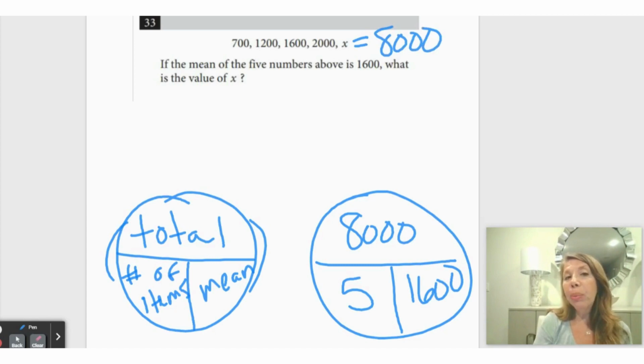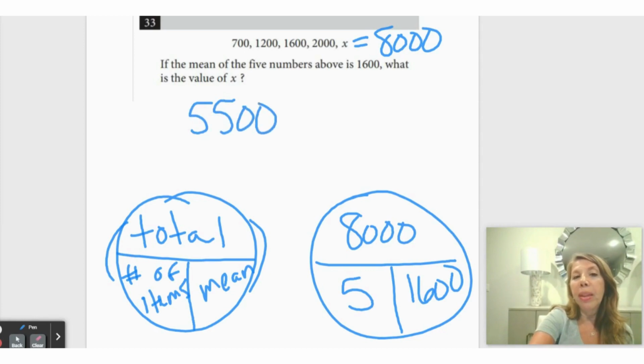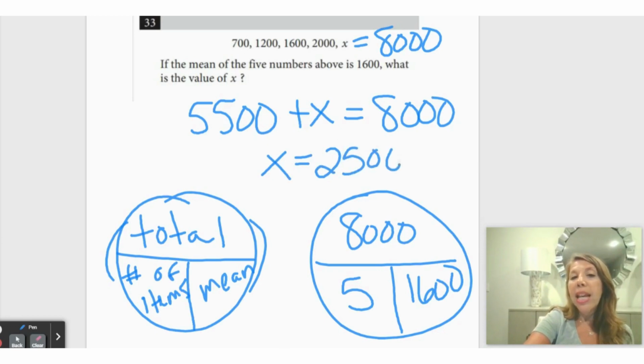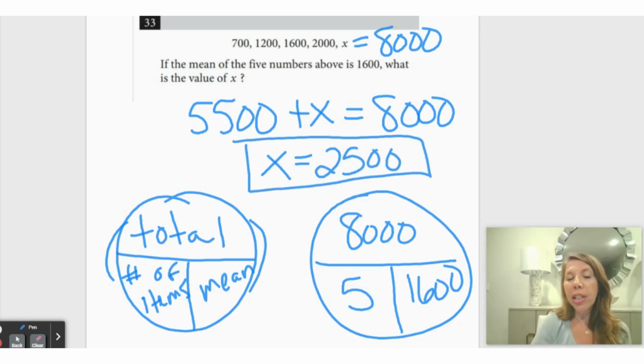To solve for x, we would now need to total the numbers that we do have, the 700 plus 1200 plus 1600 plus 2000, and that would total 5,500. And those added to our x should equal 8,000. To solve for x, we would then subtract 5,500 from both sides, and we would find that x is equal to 2,500. Now, this is the short answer section of section 4 of the SAT. So we would simply grid in a 2,500.